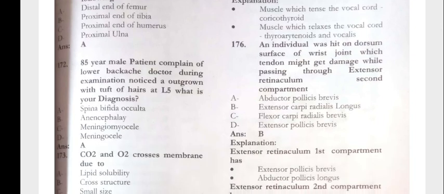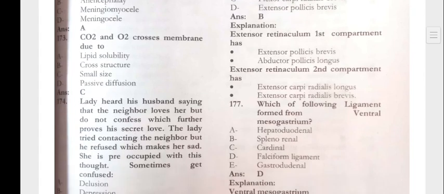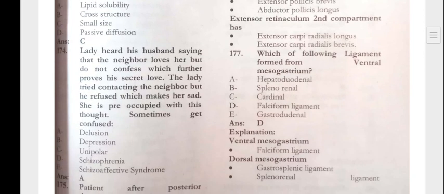85-year-old male patient complained of the lower back pain. Doctor during the examination noticed an outgrowth with the tuft of hairs at L5. What is your diagnosis? There is spina bifida occulta. Oxygen crosses membrane due to the small size. The lady heard her husband saying there is a navel loves. This is the delusional disorder.